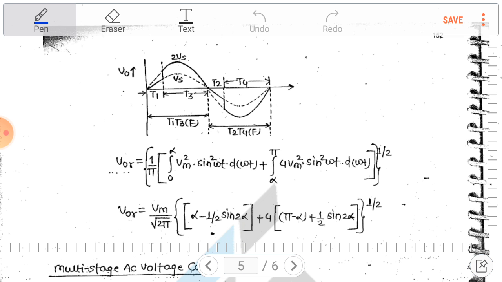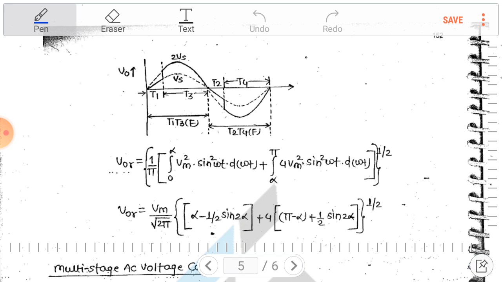So why are we doing this? To reduce the harmonic content and to improve the power factor. And see what is going on. The output RMS observed here is equal to 1 under root of 1 by pi. First we integrate 0 to pi. Here only positive cycle is considered.